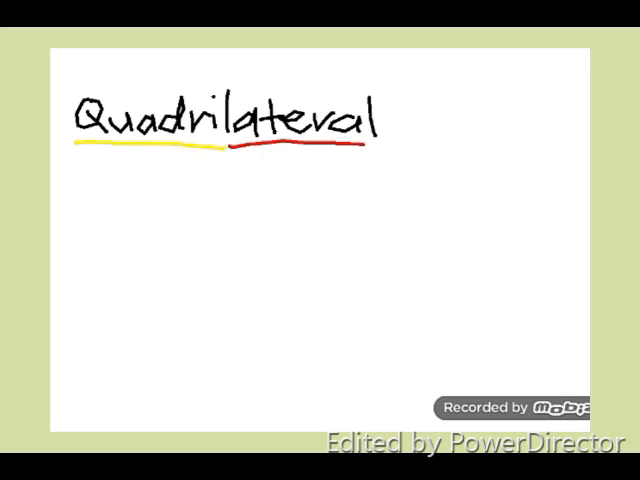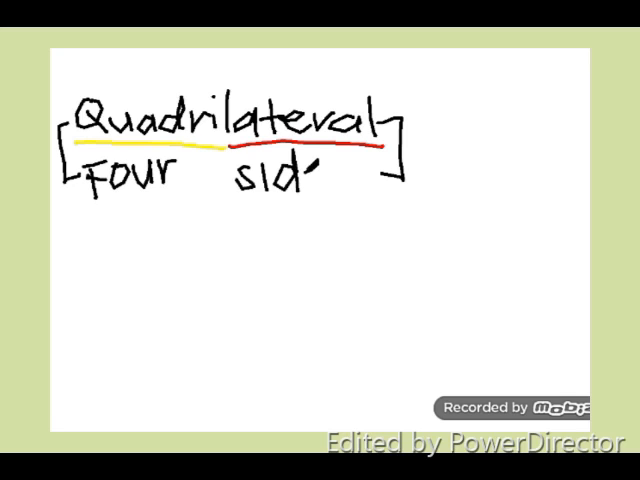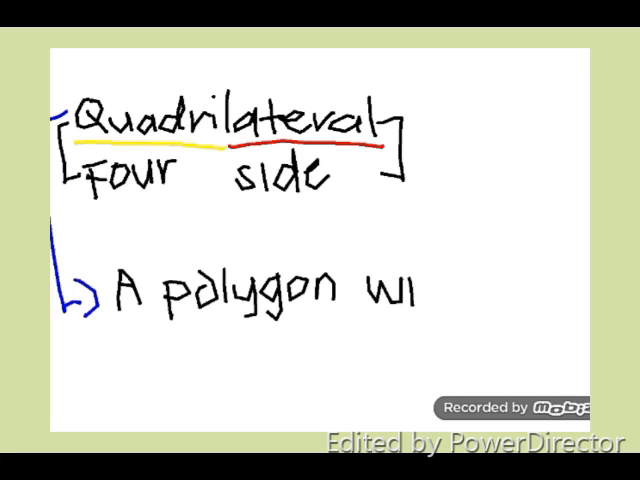Good day, everyone. Our lesson for today is quadrilateral. What is quadrilateral? Quadrilateral means four and lateral means side. It is a polygon with four vertices and four sides.